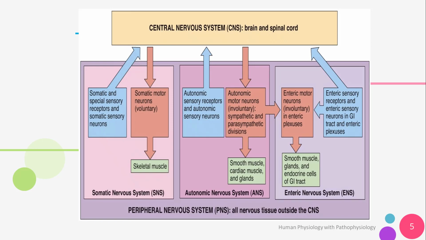Afterwards, a motor command may be sent out, or it will exit through the efferent division. These are the motor nerves or the efferent nerves. The orange box represents the efferent division. So the efferent division is going to send a motor command to either the somatic nervous system or the autonomic nervous system. Remember that the somatic nervous system is the one that controls the skeletal muscle, and the autonomic nervous system can either have a sympathetic or a parasympathetic response on the smooth and cardiac muscle and glands.